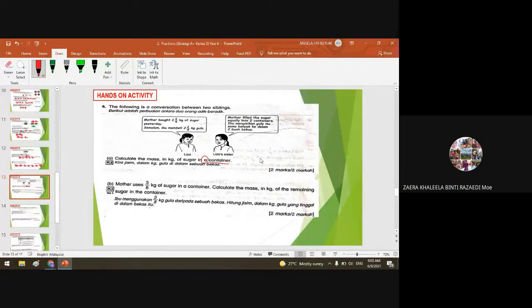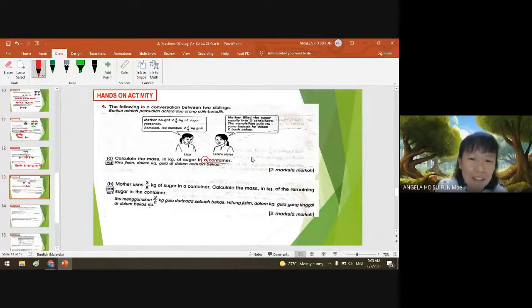1 over 8. 1 over 8. Let's look at whether it is correct or not. So I'm going to do it here. Where's my eraser? Okay, repeat again. So here. Okay, 2 and 1 over 4 kg.